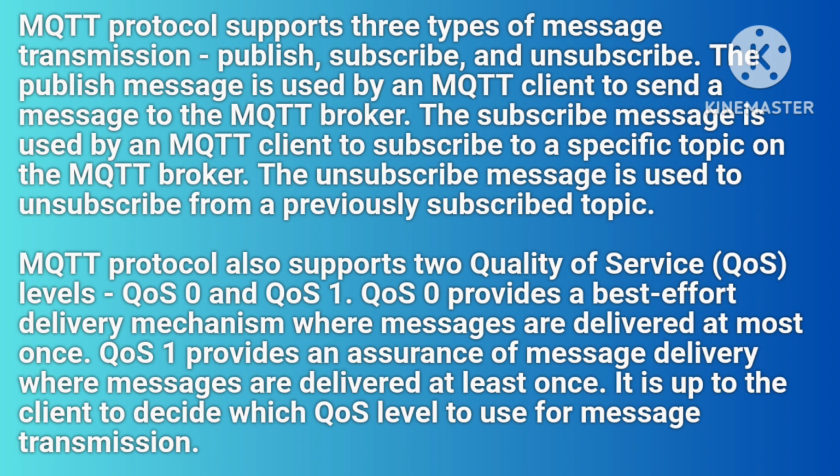QoS 0 provides a best effort delivery mechanism where messages are delivered at most once. QoS 1 provides an assurance of message delivery where messages are delivered at least once. It is up to the client to decide which QoS level to use for message transmission.